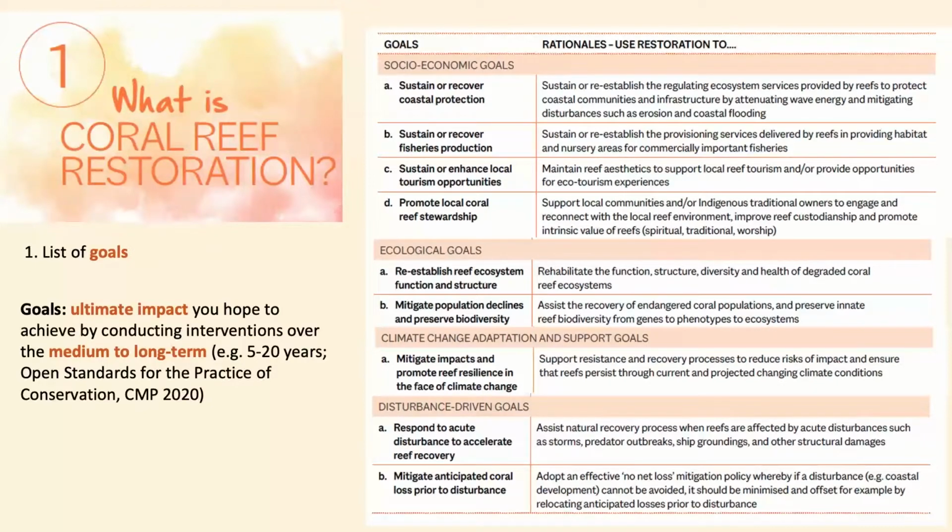The categories of goals we had were social and economic goals, ecological goals, goals focused on climate change adaptation, and goals around disturbances, either responding to something like a ship strike or extreme weather event, but also to mitigate known disturbances perhaps associated with development. We'll be looping back to these goals because we put effort into linking different types of methods with goals, hopefully to help guide research projects in the future.